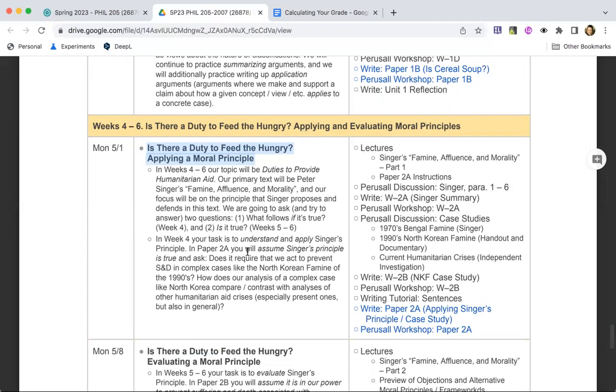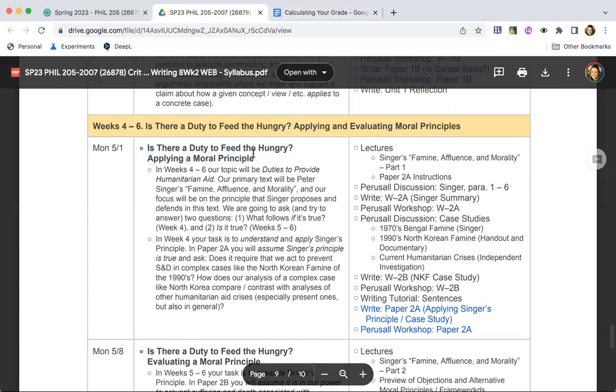Or in general, not all humanitarian issues are some special emergency that's just happened recently. Sometimes these things are ongoing for a long, long time. Point being, is there a duty to act in the face of extreme poverty, humanitarian emergencies, humanitarian conditions? Okay.